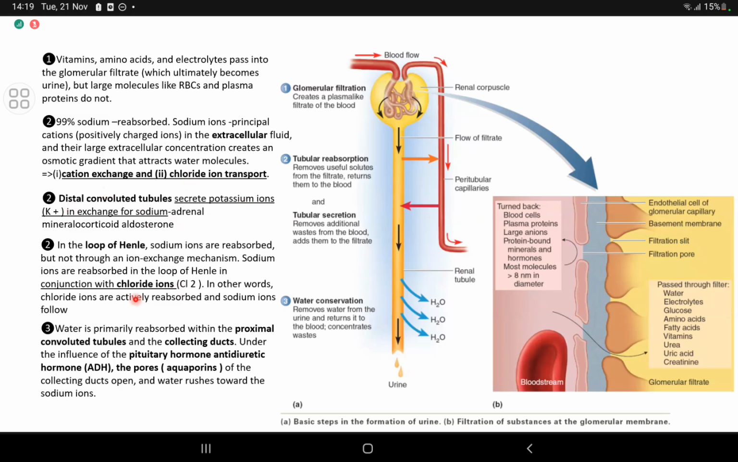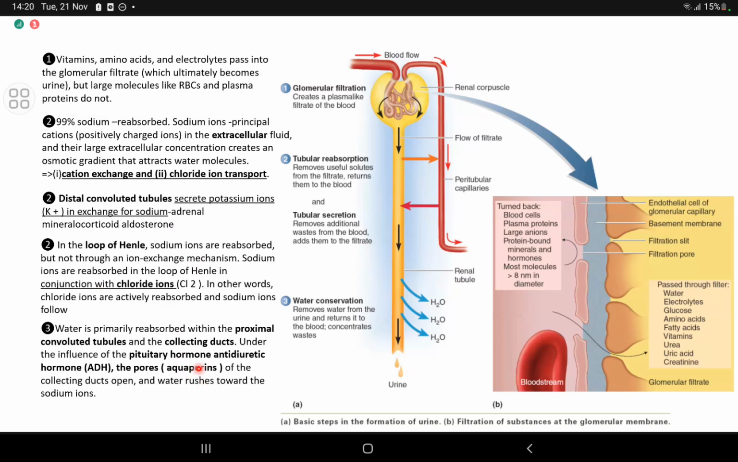Okay, so the loop is a different story. In the loop of Henle, we're going to perform chloride ion transport because we deal with chloride. In this loop, they are not going to deal with cation exchange; they deal with chloride ion transfer. So remember.